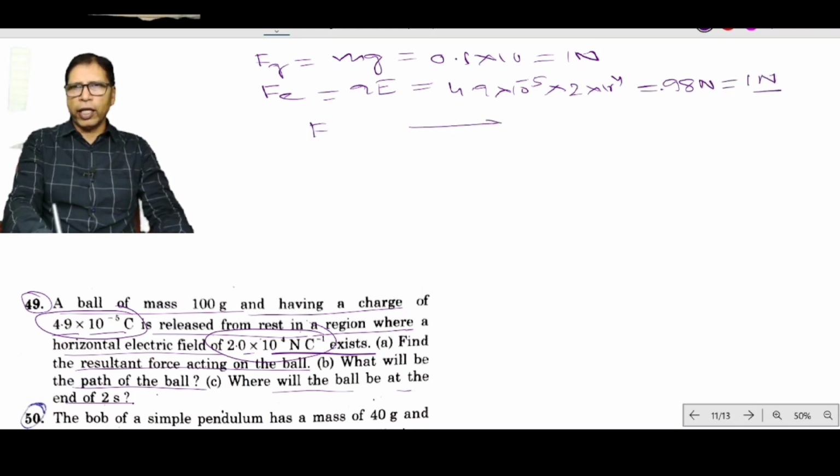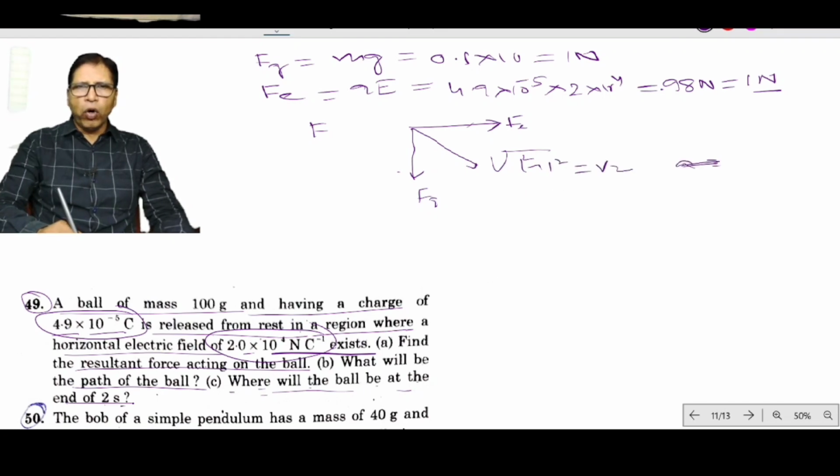Okay, this is the electrical force in the horizontal direction and the gravitational force is in the vertical direction. Therefore, the net force is along the angle bisector of these two because the two forces are equal. So this force is root under of 1 square plus 1 square, that is root 2 Newton.